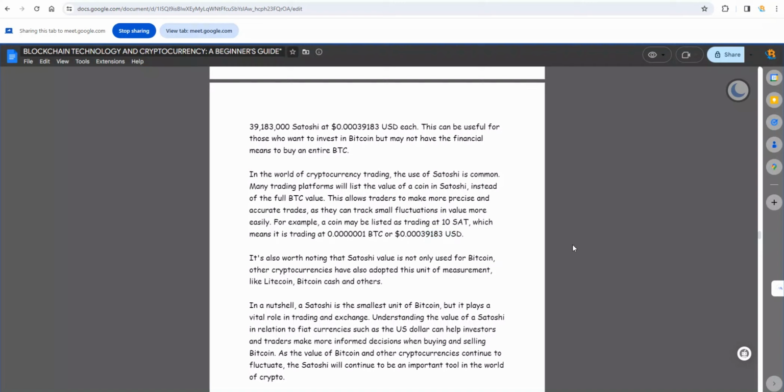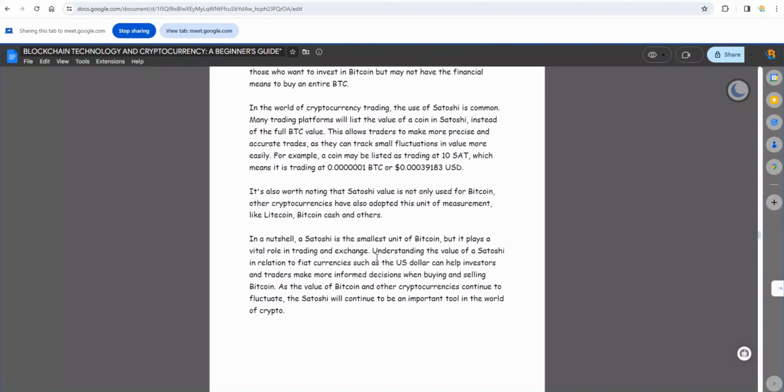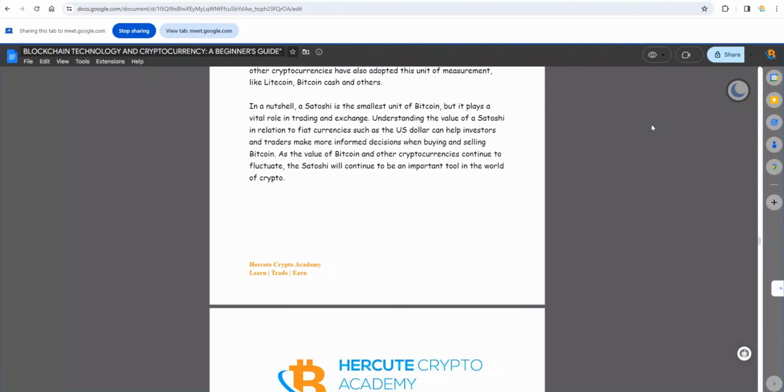So it is worth noting that Satoshi value is not only used for Bitcoin. Other cryptocurrencies have also adopted this unit of measurement, like Litecoin, Bitcoin Cash, and others. So to wind this up, a Satoshi is the smallest unit of a Bitcoin, just like a cent is the smallest unit of a fiat, okay? But it plays a vital role in trading and exchange. Understanding the value of Satoshi in relation to fiat currency, such as the US dollar, can help investors and traders make more informed decisions when buying and selling Bitcoin. As the value of Bitcoin and other cryptocurrencies continue to fluctuate, the Satoshi will continue to be an important tool in the world of crypto.